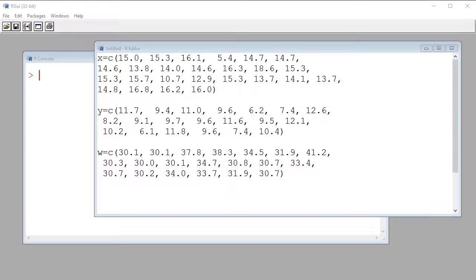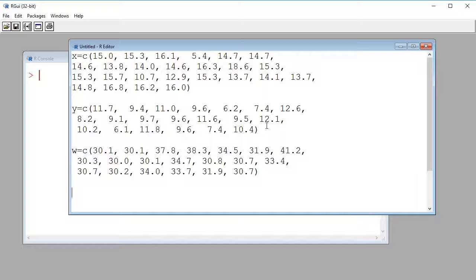My name is Gilamat. Today we'll discuss assessing normality with the use of a quantile plot or a normal probability plot with R. Here in my editor, I'm going to build three numerical vectors. I'm going to call them x, y, and w. This is done with the c function, which combines values together.